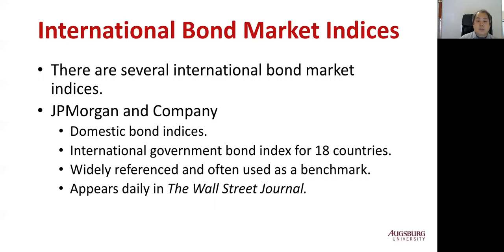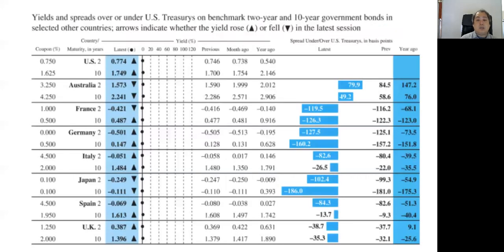If you look at the table on the next slide, it shows that the Wall Street Journal publishes daily values of yield to maturity for US, Australian, French, German, Italian, Japanese, Spanish, and British government bonds of 2-year and 10-year terms to maturity. You can use this data to compare the term structure of interest rates of these major industrial countries with one another. The Wall Street Journal publishes this information on a daily basis.